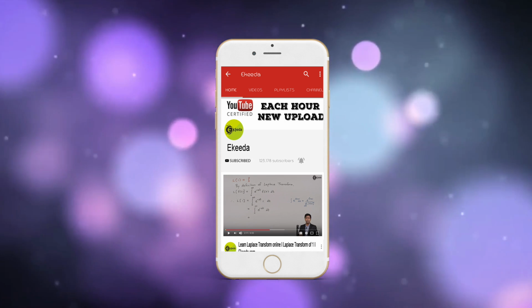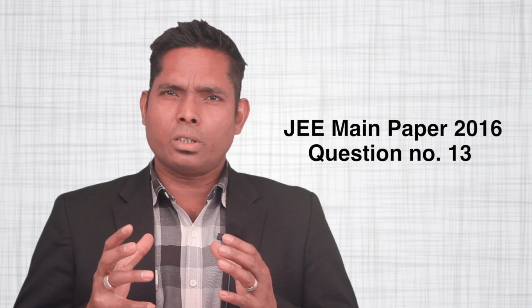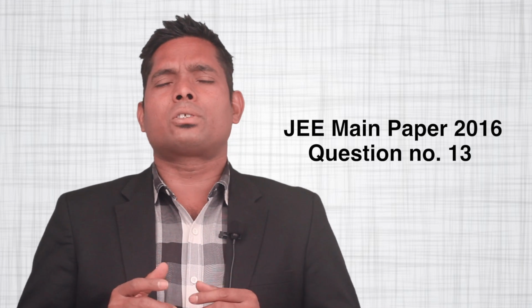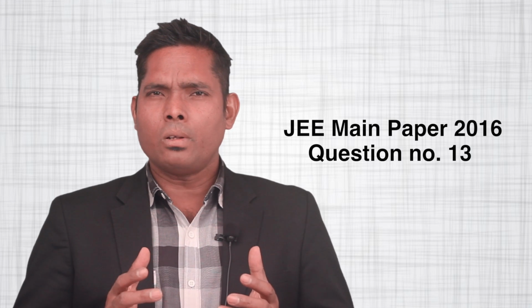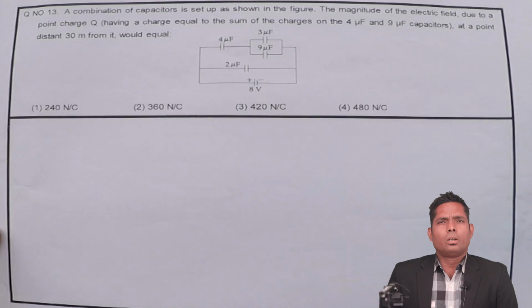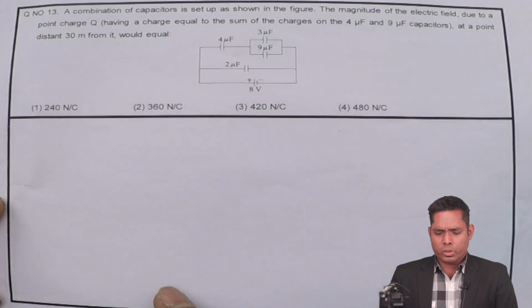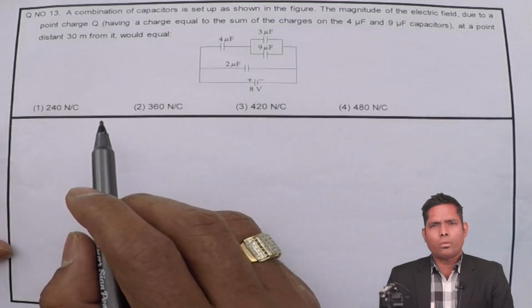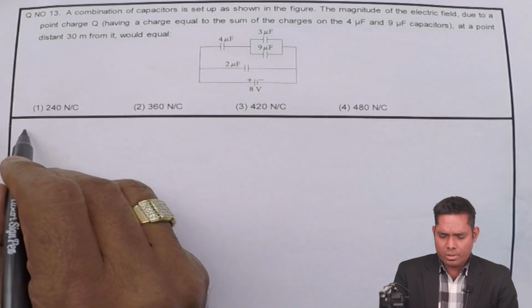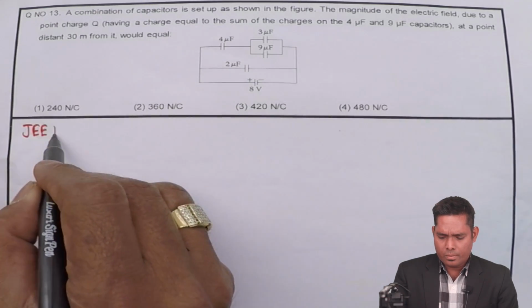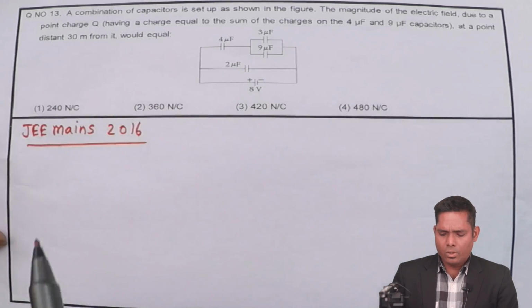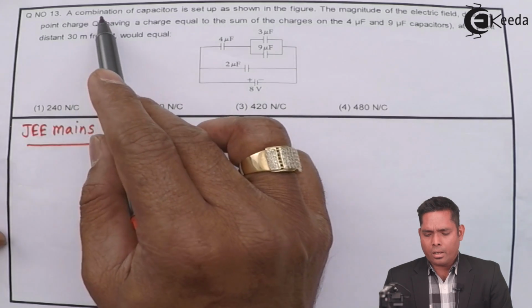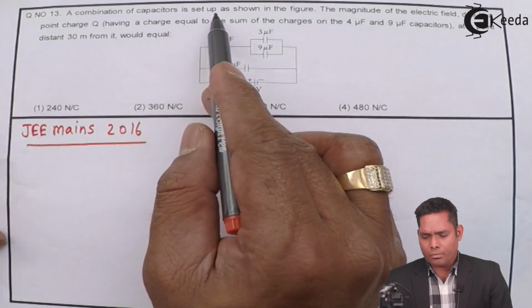Hello students, let us solve question number 13 of JEE Mains 2016 physics paper. So let us solve question number 13. Hello students, let us solve this question number 13 of JEE Mains 2016. The question is, a combination of capacitors is set up as shown in figure.